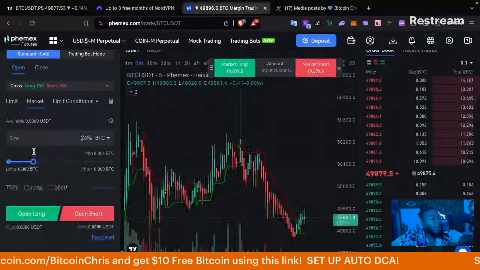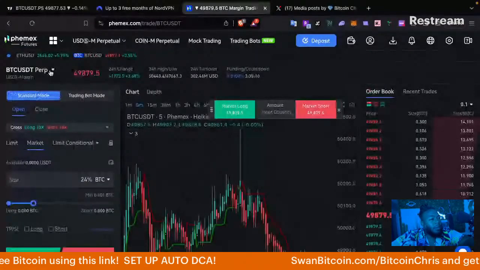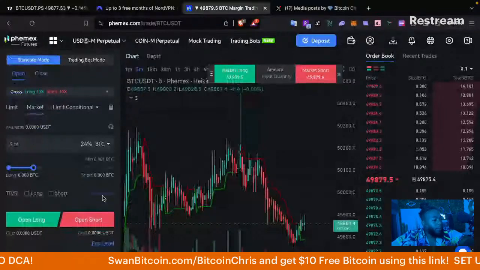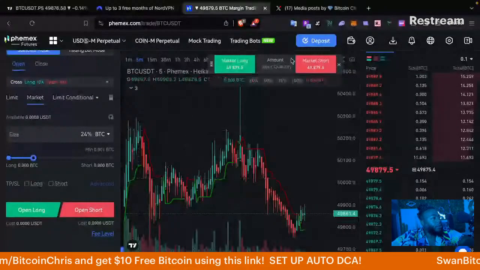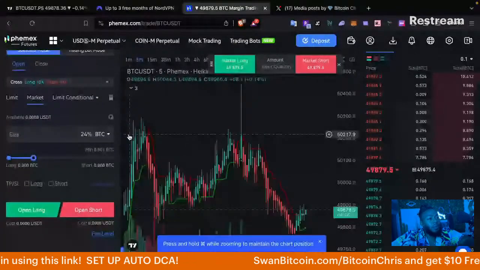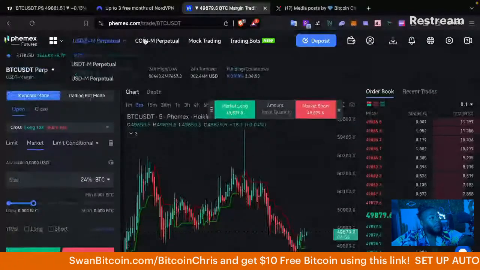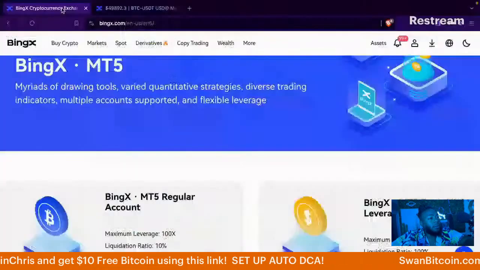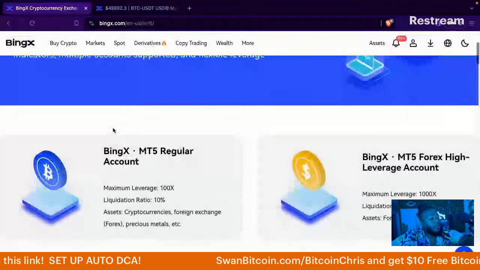I don't have any money on here. But you would do the same thing, open the long, and I'm not sure if you could track, but I'm sure you could. They have a trading bot on here, so I didn't know that. Also, I saw here on BingX that you can add it to MetaTrader 5, which is dope.